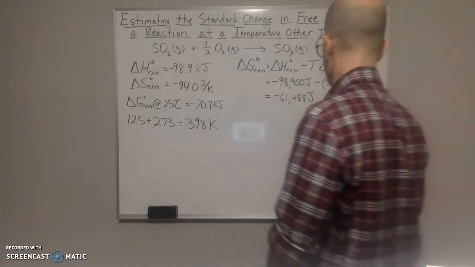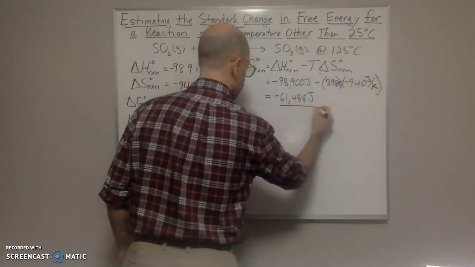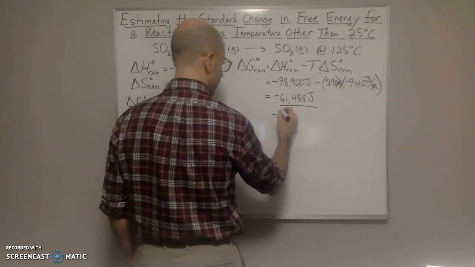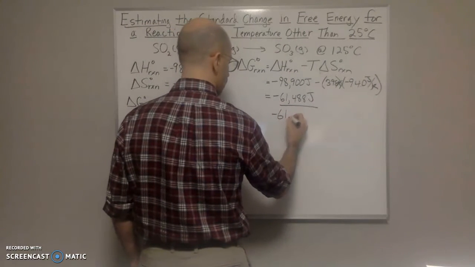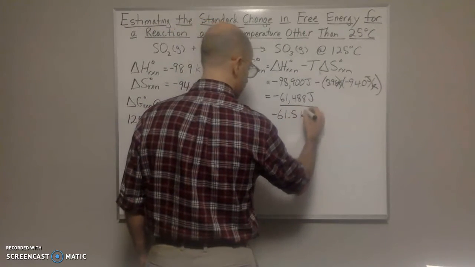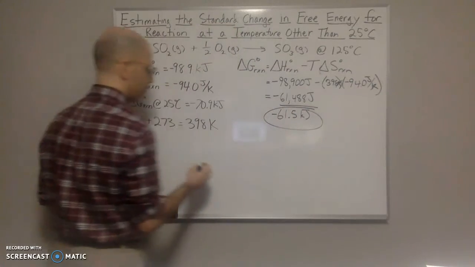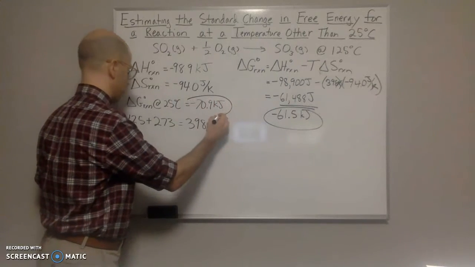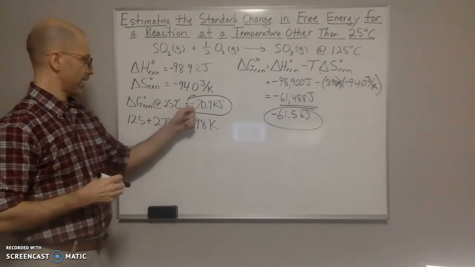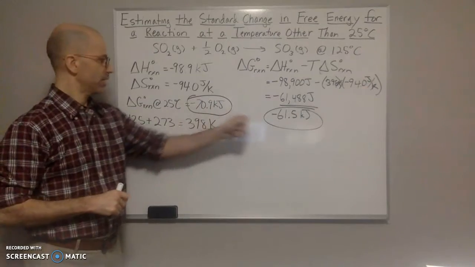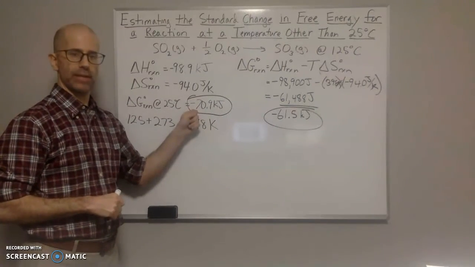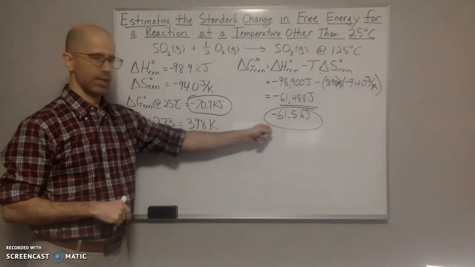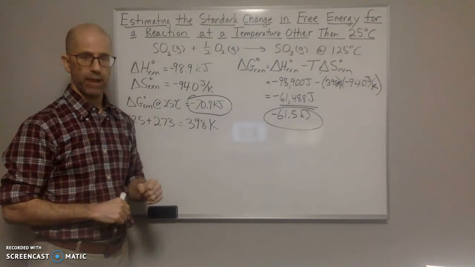So that is the joules. If you round it to sig figs, negative 61.5 kilojoules. If we compare this with the value at 25 degrees, the standard free energy, you'll notice that it's more negative there than it is here. So it's more spontaneous. This reaction is more spontaneous at 25 degrees than it is at 125 degrees.